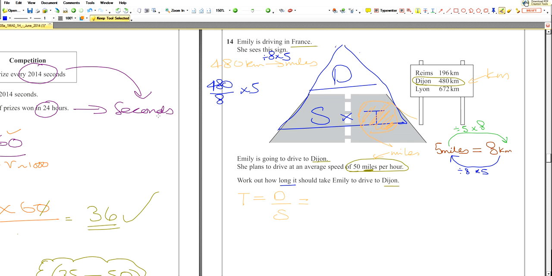What's 480 divided by 8? Anybody? That will give us 60. And 60 times by 5 will give us 300 miles. So now the distance is 300 miles converted.